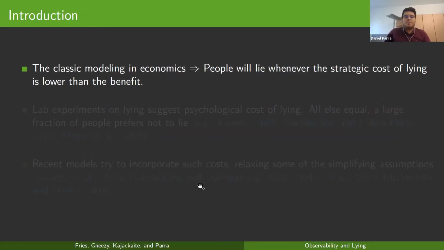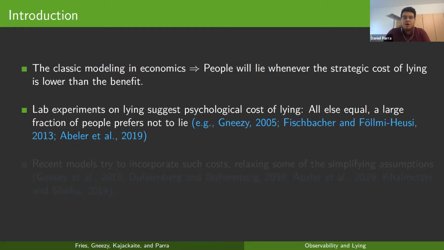So the traditional economic assumptions on crime, lying, or unethical behavior assume that people are selfish and that people only consider the costs of lying that are really evident or strategic. Imagine the model of Becker: it only considers as a cost of lying the potential fine or punishment that the agent is facing, and maybe the probability of being caught, but not other types of cost.